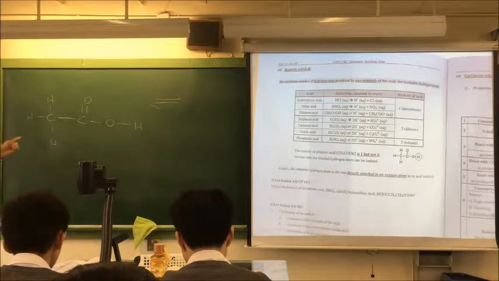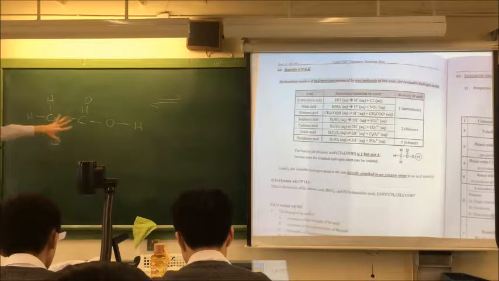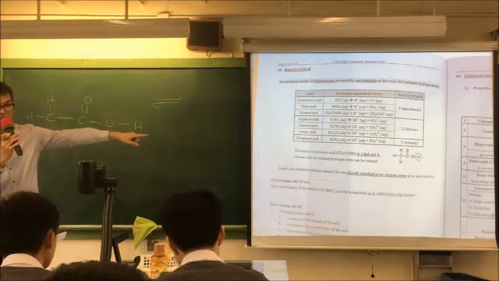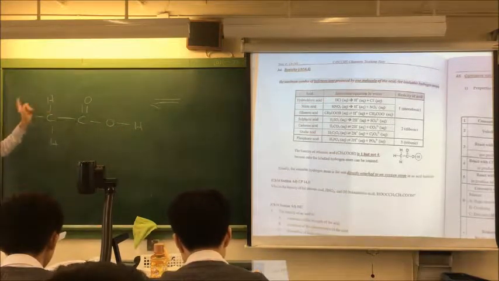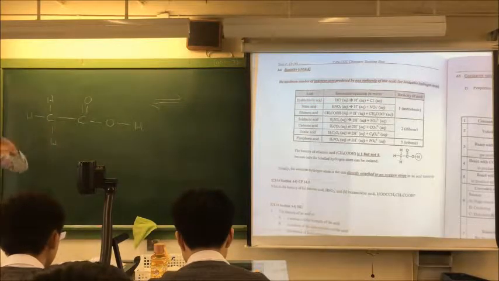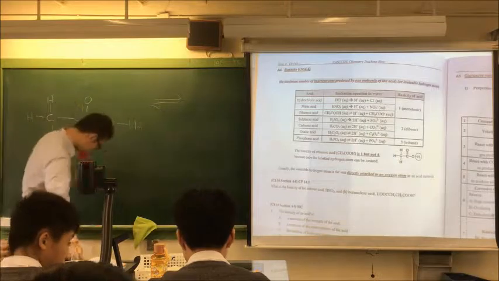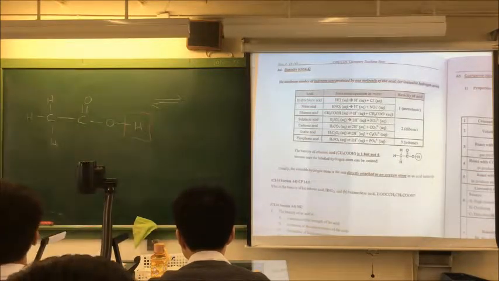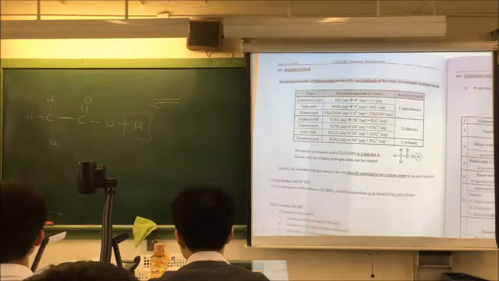This is the structure of ethanoic acid. Not all the hydrogen atoms on an ethanoic acid molecule can be ionized. Only this one can be ionized. Only this one can be ionized. These three cannot be ionized.